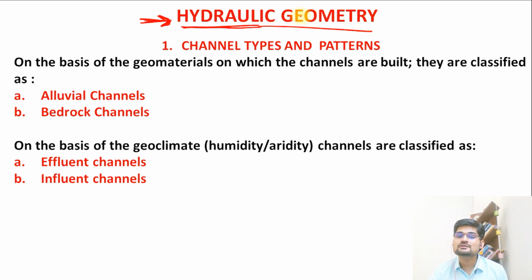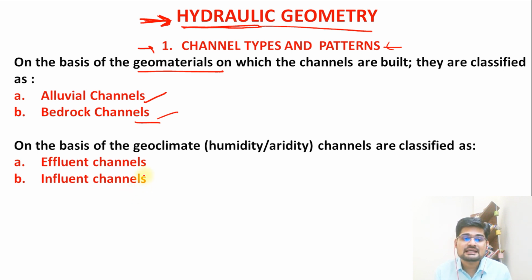Now the last component is the hydraulic geometry part. Earlier we understood the channel geometry. Now let's understand the hydraulic geometry part, of which first is the channel types and pattern. Remember, on the basis of the geomaterials, that is the soil and rocks, the channels may be alluvial in nature, or they may have bedrock. So channels may be flowing on alluvial material or on bedrock. One is soft, one is hard. This is one kind of classification.